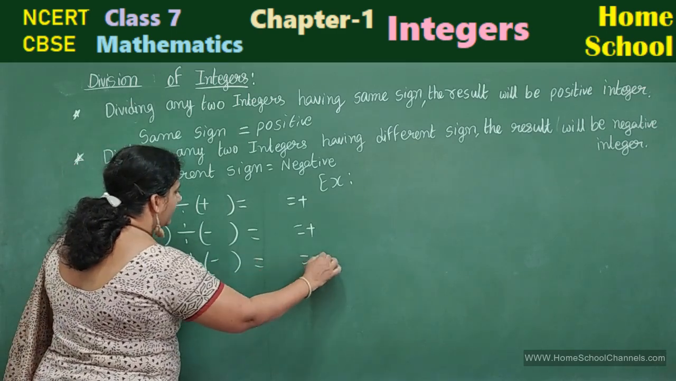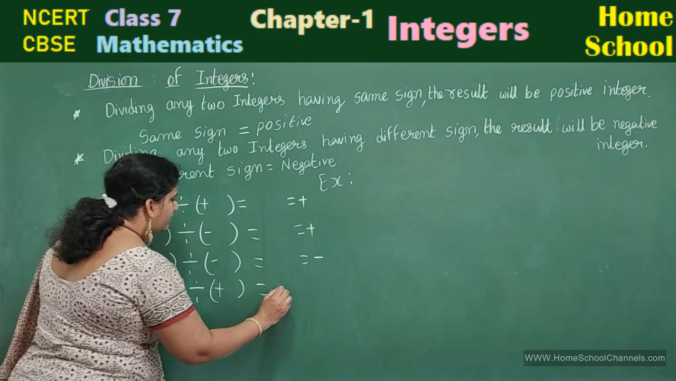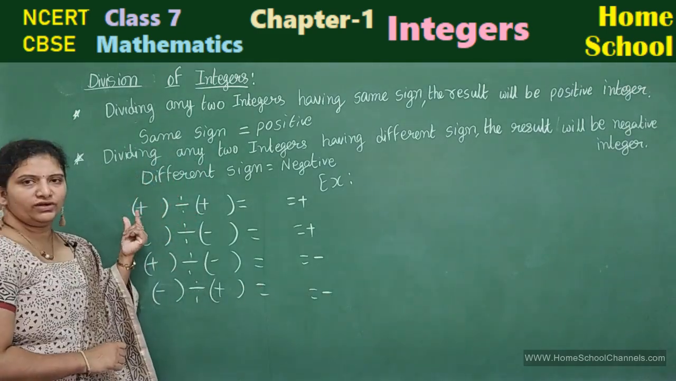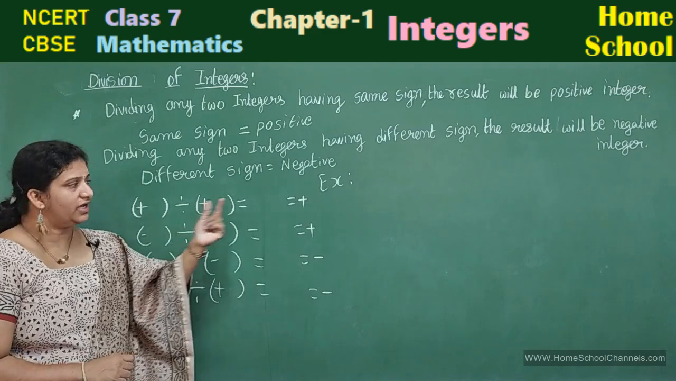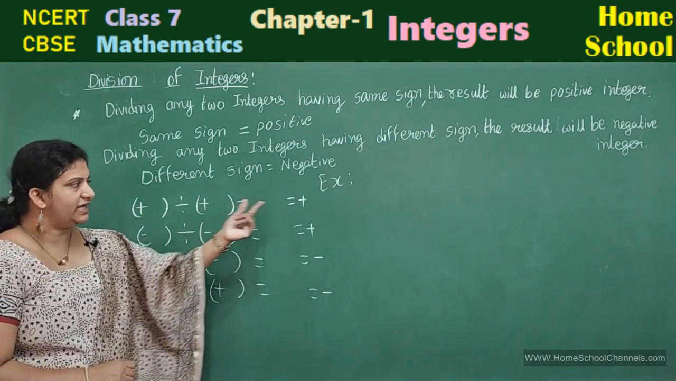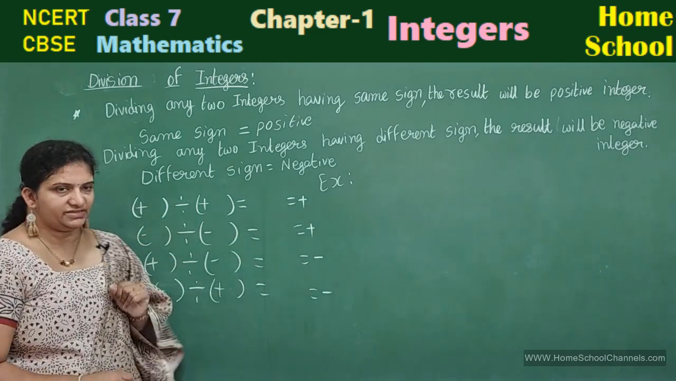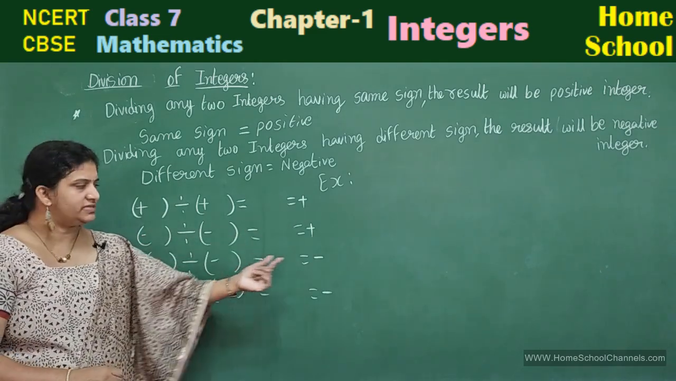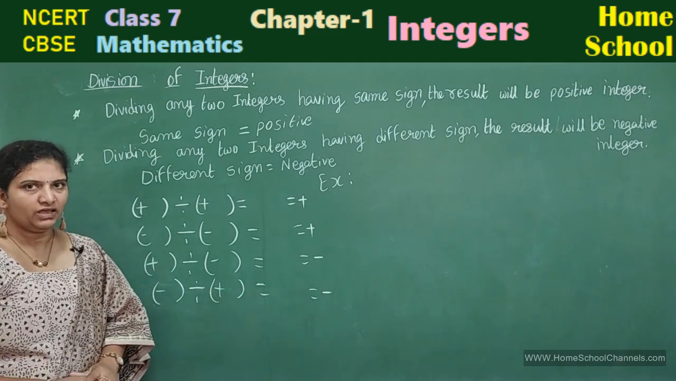Different sign, negative. Minus divided by plus will be negative. If you divide two numbers having the same sign, your result will be positive. Plus by plus, it will be plus. Minus by minus, plus. Plus by minus, minus. Minus by plus, minus. Okay.